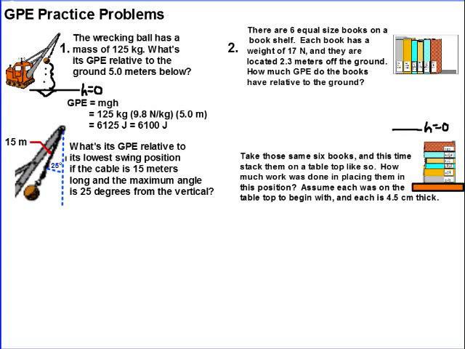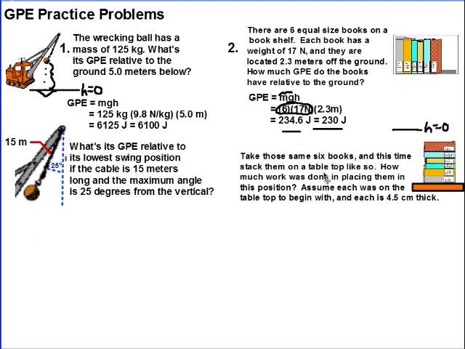So how I would do that, I do have to be careful here about making sure I understand the 17 newtons already contains both the m and the g. So I have 6 books, each one has a weight of 17 newtons, and they're each 2.3 meters off the ground. So I would just go through and say the total weight of all those books is this right here, 6 times 17 newtons. And then all of those are located 2.3 meters off the ground, so the total amount of GPE would be about 230 joules.